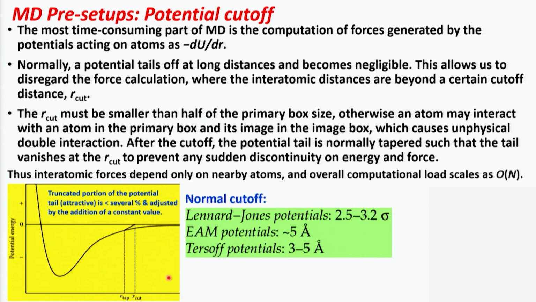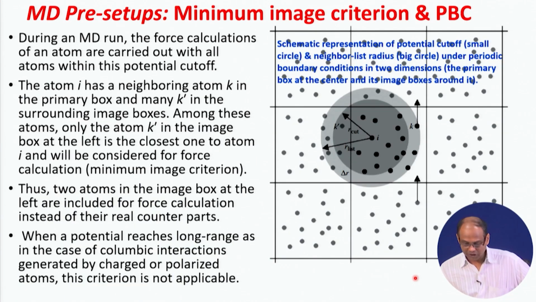Okay, so there are different normal cutoffs. If you use linear potential, this cutoff is generally 2.5 to 3.2 sigma. For the effective atomic potential, or atomic methods essentially, it is around 5 angstrom, and for transfer potential around 3 to 5 angstrom. These are the cutoffs. Okay.